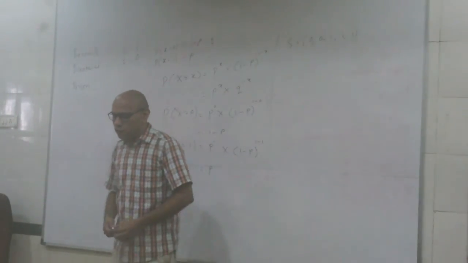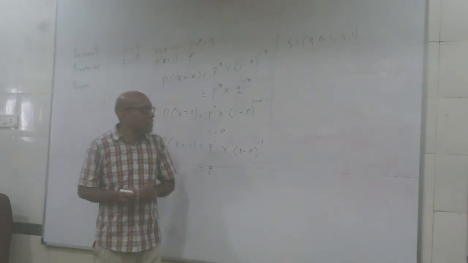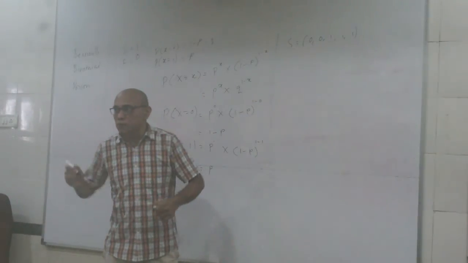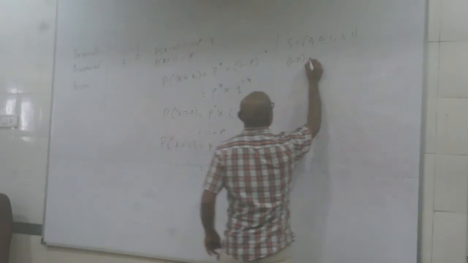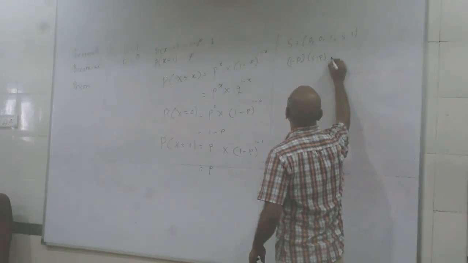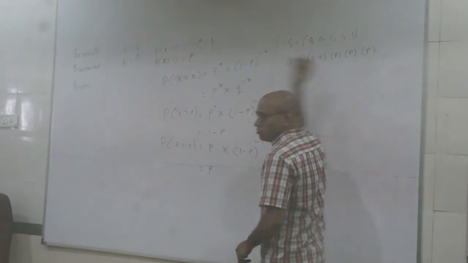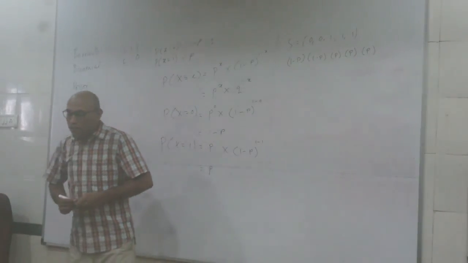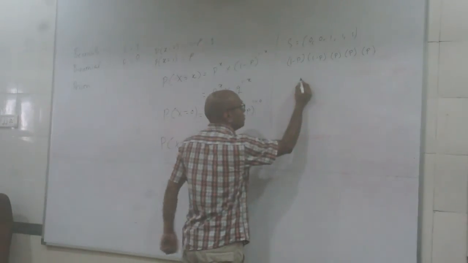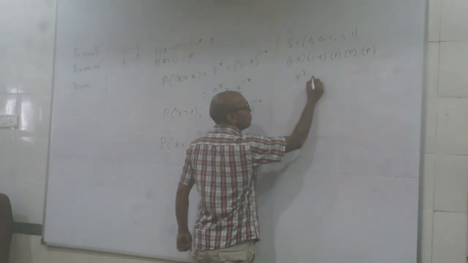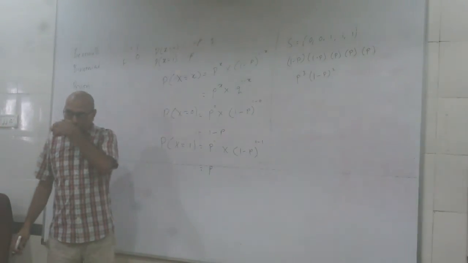Now if I am doing so, what is the probability that I am looking for? Actually, if I want to know the probability of this sample space, then I am looking for 1 minus p, 1 minus p, p, p, p. So this is the outcome that I am looking for, which essentially can be written as p raised to 3, 1 minus p raised to 2, right?